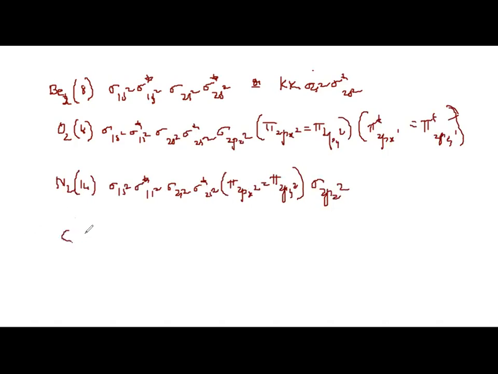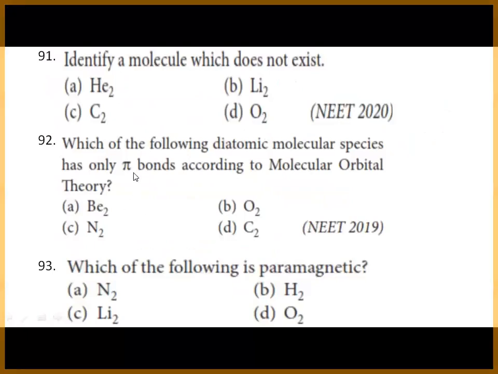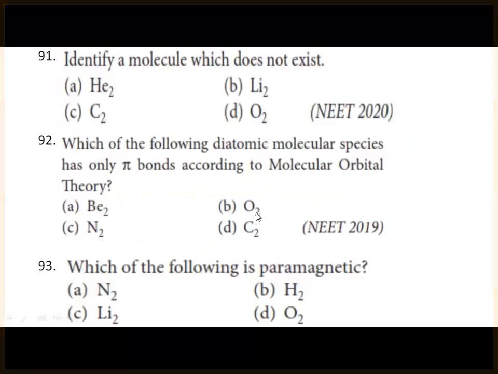Last option is C2, 12 electrons: sigma 1s2, sigma star 1s2, sigma 2s2, sigma star 2s2, pi 2px2 equal to pi 2py2. So 2, 4, 6, 8, 10, 12. So if you see here, in case of carbon, it contains 2 pi bonds, as it has 4 electrons in the 2 pi molecular orbitals. Therefore, I can say C2 contains 2 pi bonds. Whereas in the others, the last orbital is sigma 2pz, with 1 electron, and here the question does not come. Therefore, the correct option is C2. This had appeared in 2019.